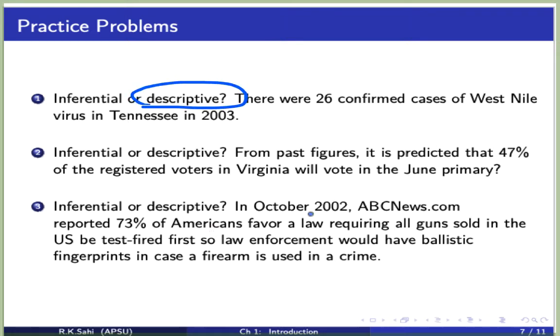Let's look at another problem. From past figures, it is predicted that 47% of the registered voters in Virginia will vote in the June primary. So here is an inference. You're saying, looking at the past, we are predicting that 47% would vote. So basically, it's an inference. You're making some predictions, making some interpretations.